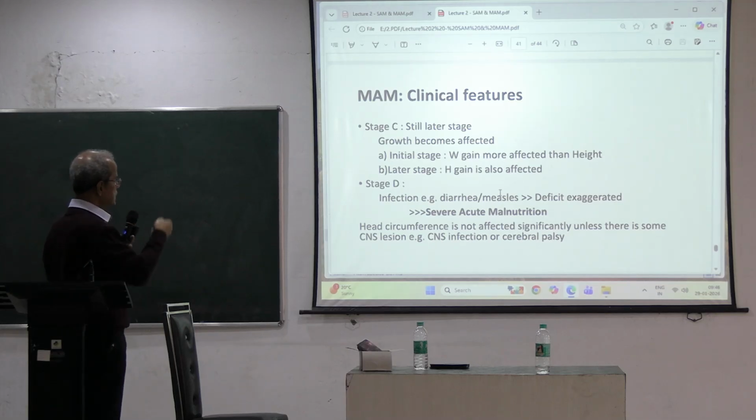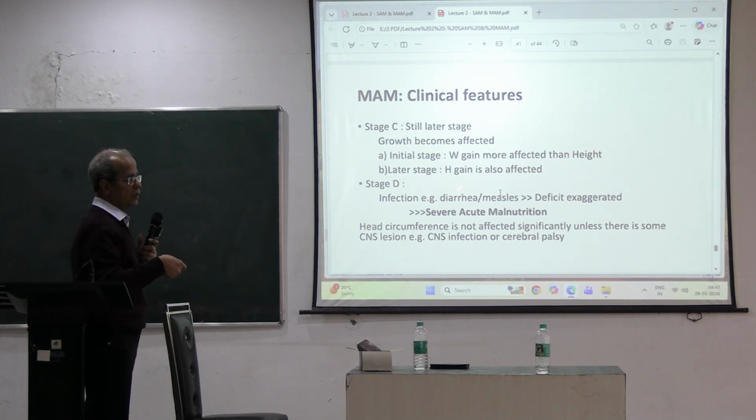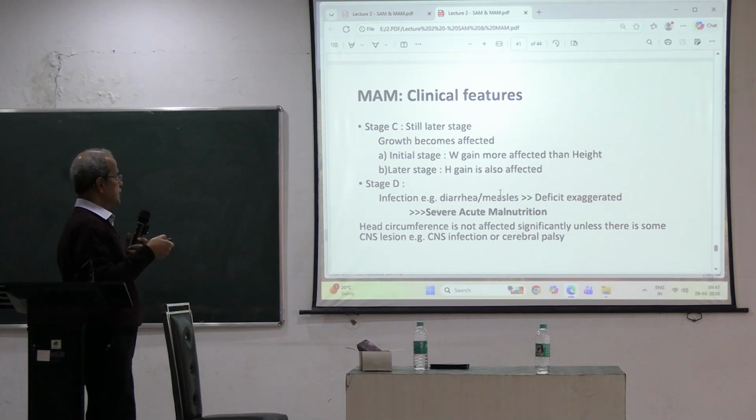Stage C, it's a still later stage, the growth becomes affected. In the initial stage weight gain becomes affected, and not the height, and in the later stage the height gain is also affected. Last stage, when there is some precipitating factor like diarrhea or measles, the deficit is exaggerated and the child proceeds to severe acute malnutrition. You remember, head circumference is usually not affected even in severe acute malnutrition. The head circumference remains normal unless there is some other CNS lesion like cerebral palsy. Cerebral palsy patients are more likely to have severe acute malnutrition.